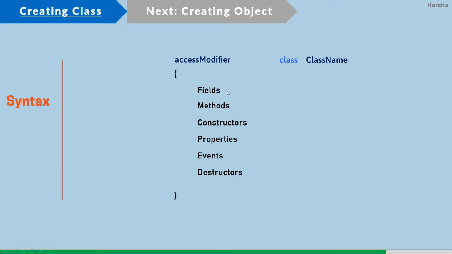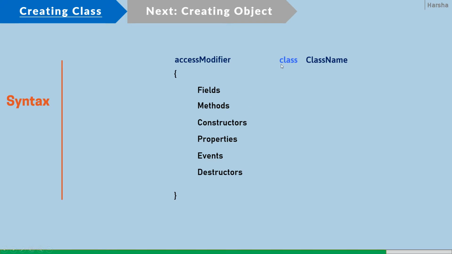But in fact, when you create an object, only the fields are getting stored inside the object. But any object of the same class can access all the remaining members, that is methods, constructors, properties, events, and destructors. I will explain about fields, methods, constructors in the further sections of the course. We have separate sections for each member. For example, in one section I will explain about fields, in another section I will explain about methods, etc.